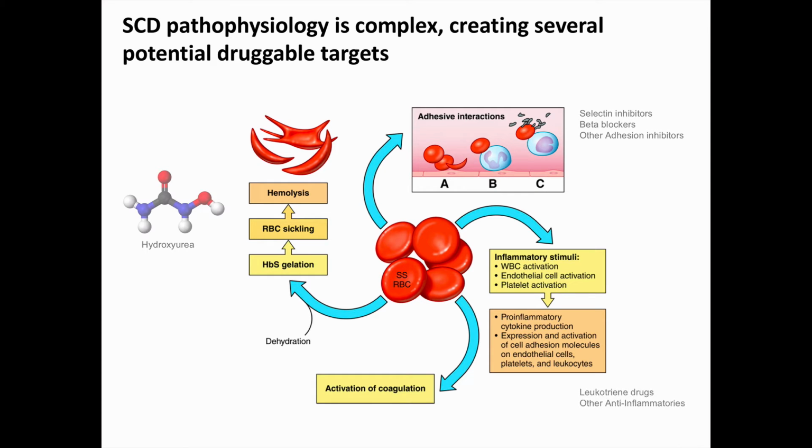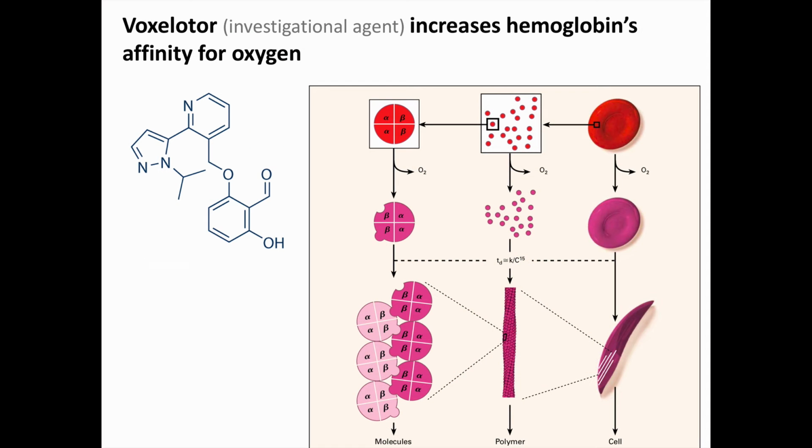The inflammatory component might be treated with leukotriene drugs and other anti-inflammatories. The abnormal coagulation in sickle cell disease is being treated in research studies with various anticoagulant and antiplatelet drugs, and this brings us all back around to mention another drug that prevents hemoglobin S polymerization, but through a different mechanism than hydroxyurea. Voxelotor is an investigational agent that increases hemoglobin's affinity for oxygen, so this drug would reduce the relative amount of deoxy sickle hemoglobin available, reducing polymerization, sickling, and other downstream effects.